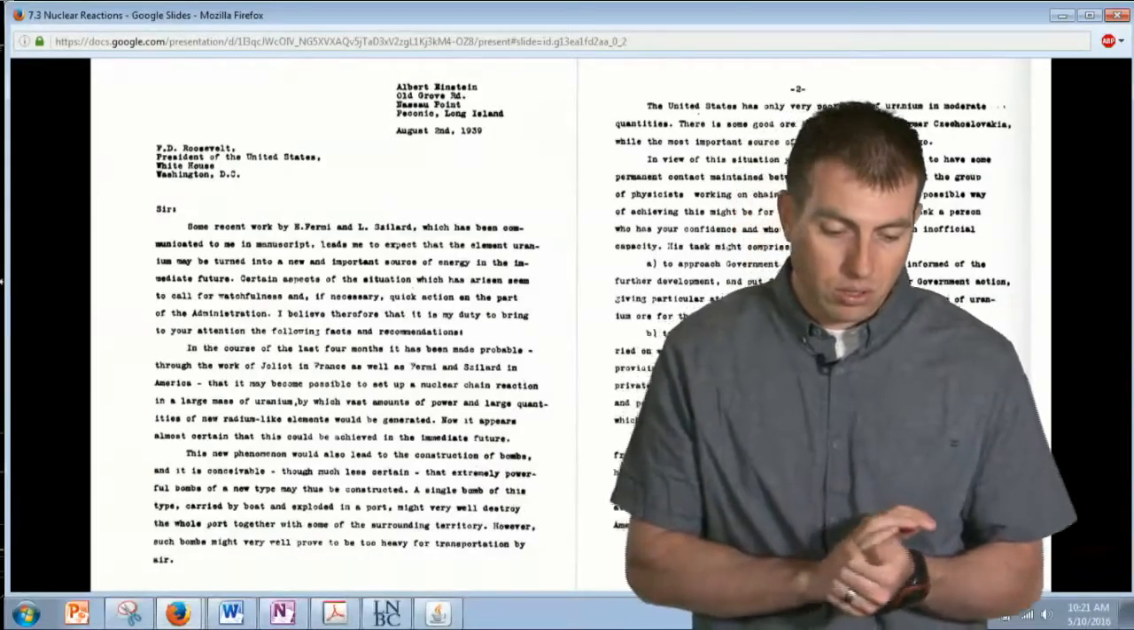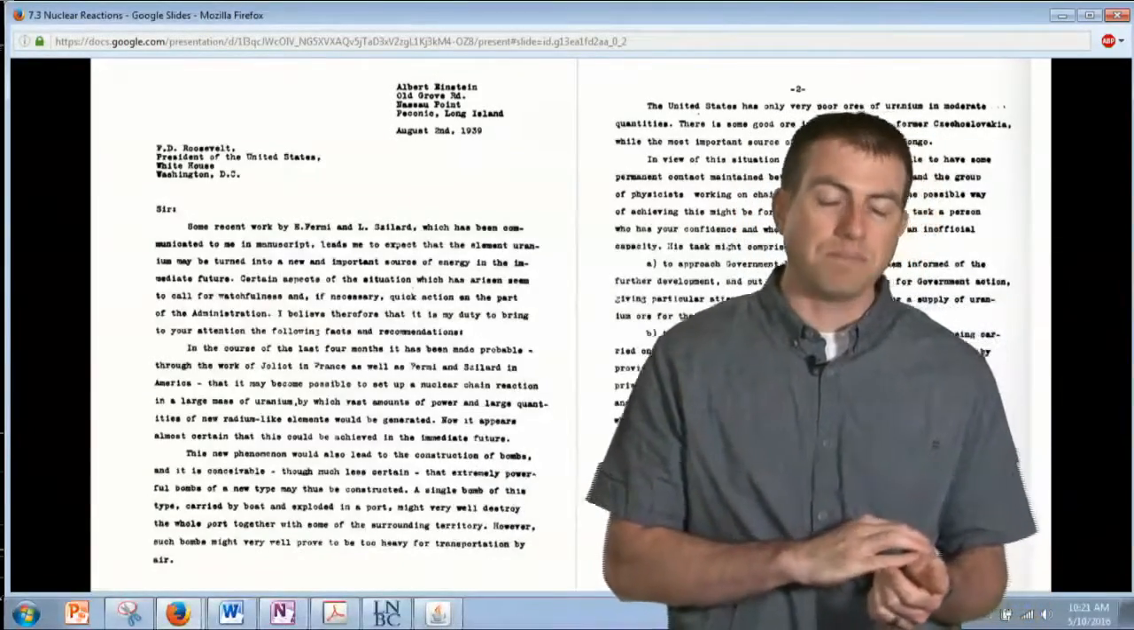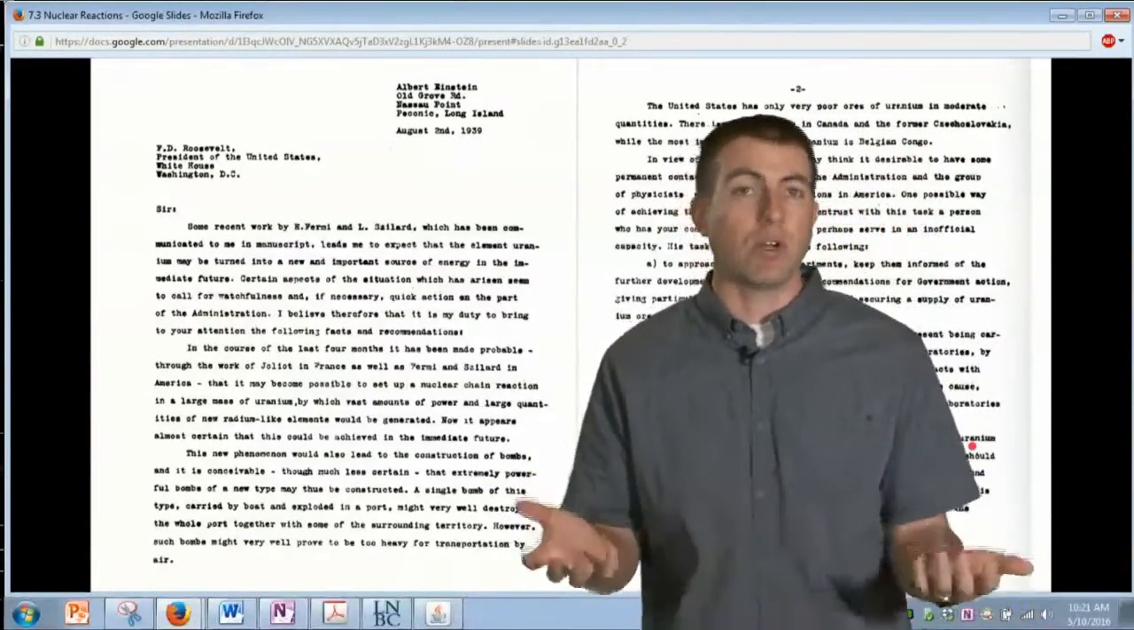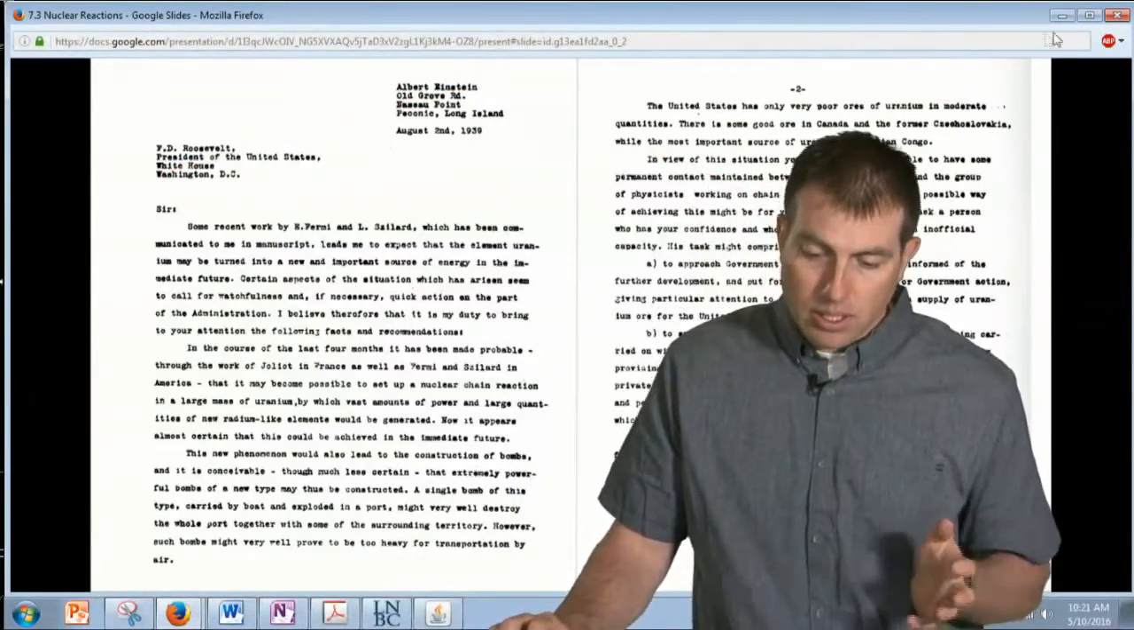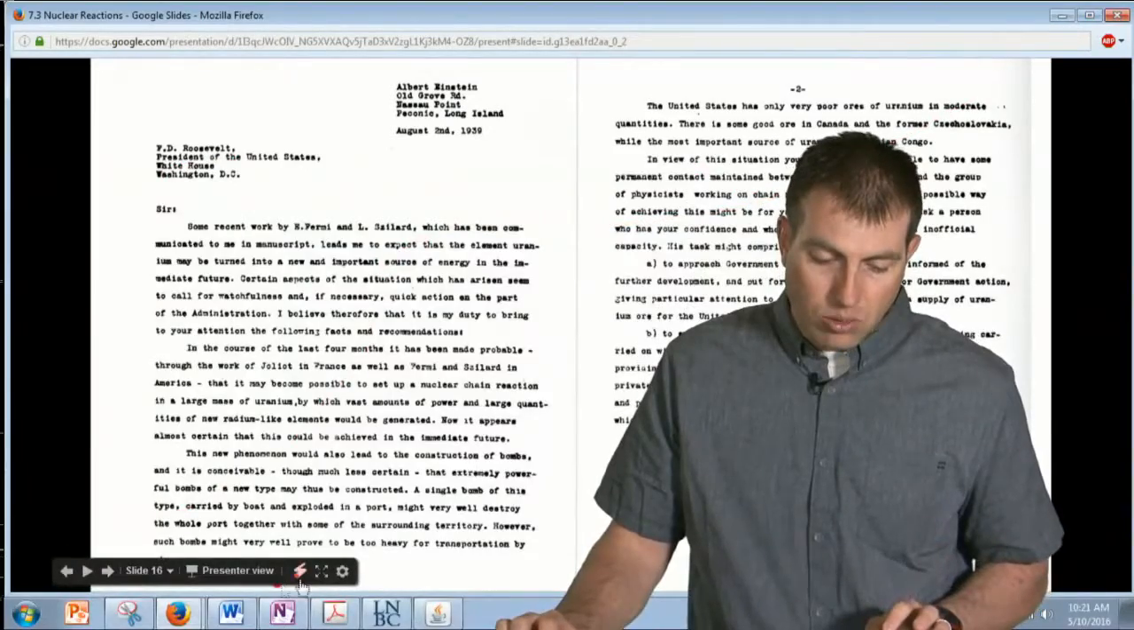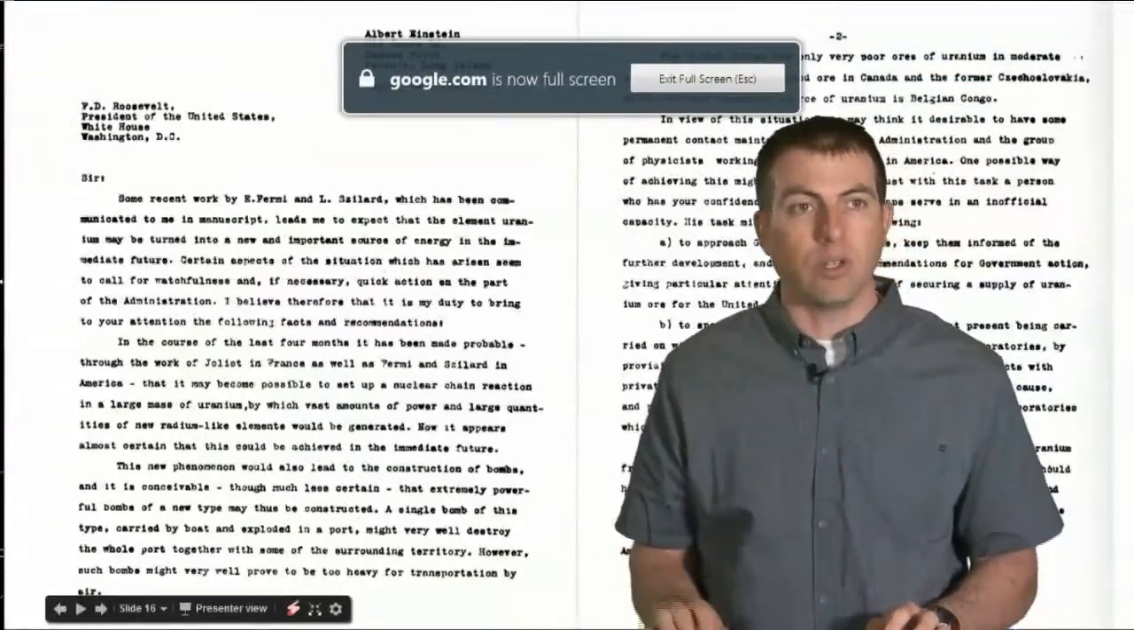So Roosevelt, FDR, he started a program called the Manhattan Project. And the Manhattan Project was a secret project in order to create the first nuclear weapon.